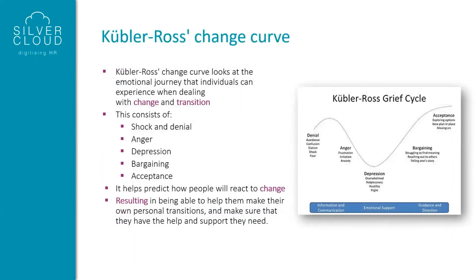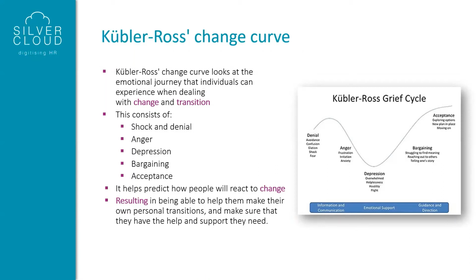There are different models out there that organisations can follow. The Kubler-Ross change curve is quite a standard one that most of the organisations I've worked in tend to use. It looks at the emotional journey that individuals can experience during the change and transition.